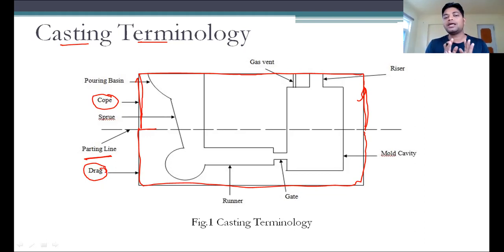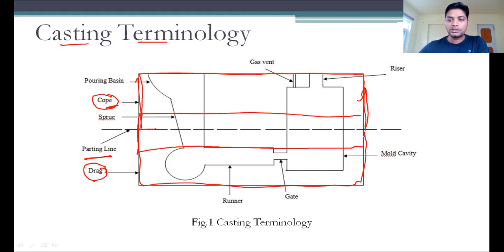Sometimes in casting we use three parts. First is the cope, the top one. The bottom is the drag, and in between we keep a third part, which is a cheek. This cheek is equally dividing the parting line. So no need to get confused: cope is the top, drag is the bottom, and intermediate there is a cheek.